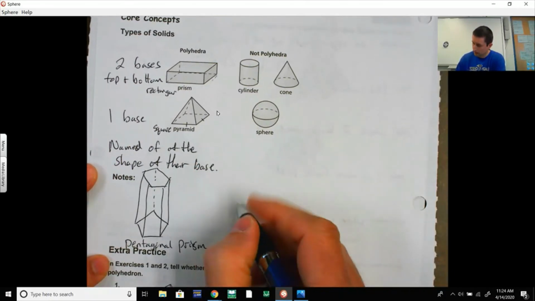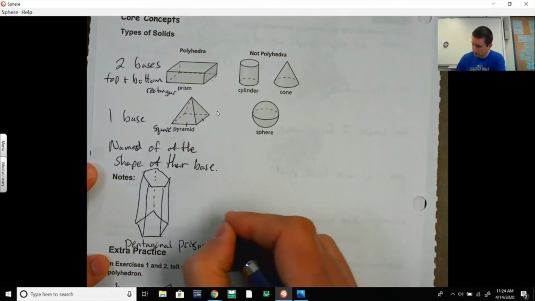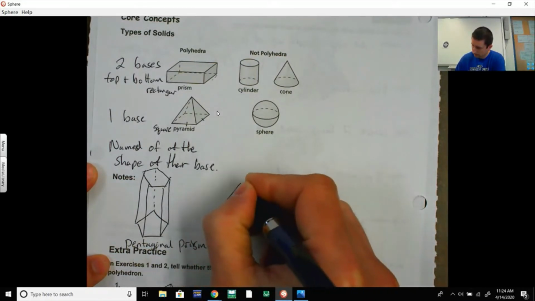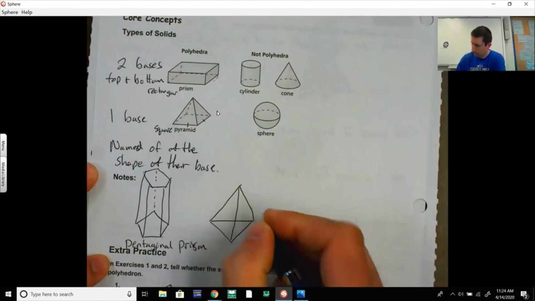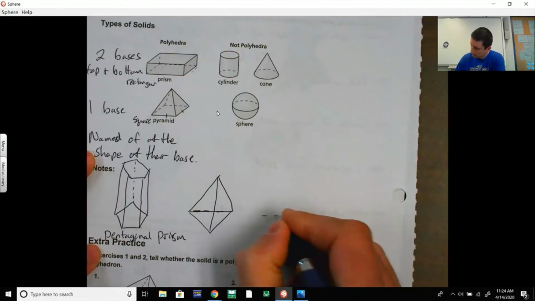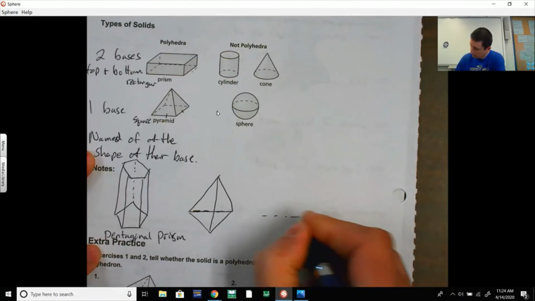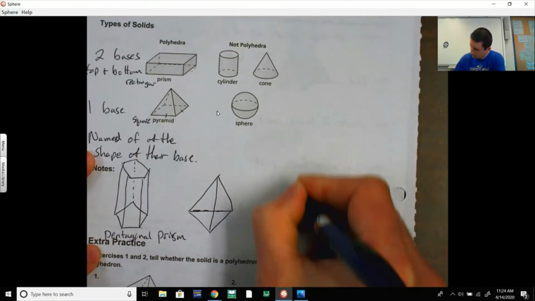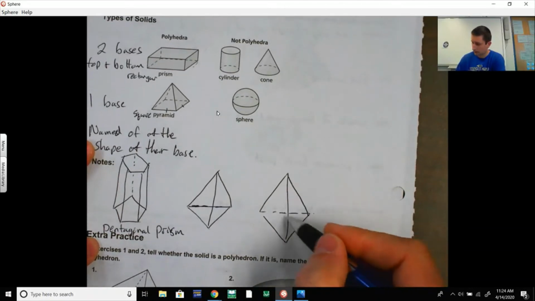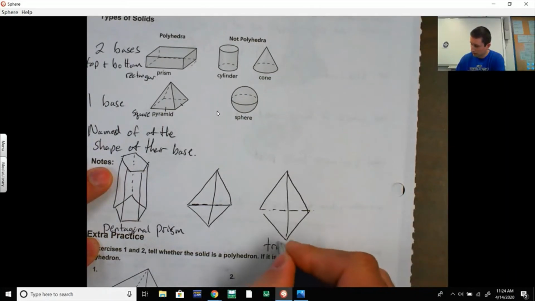We can draw another one. That should be dashed back there. Let's try that again. There you go. If you can see it, there's my base down here, and it's going up to a point. This could be a triangular pyramid.